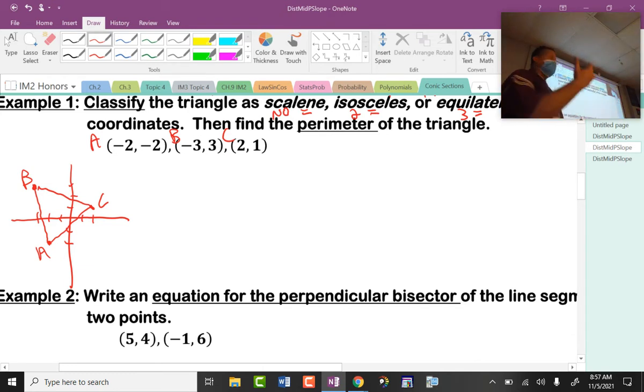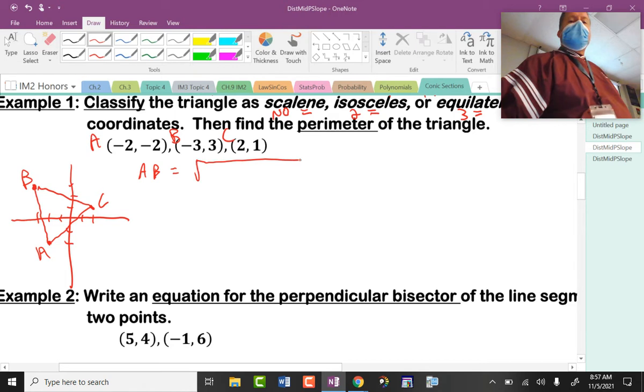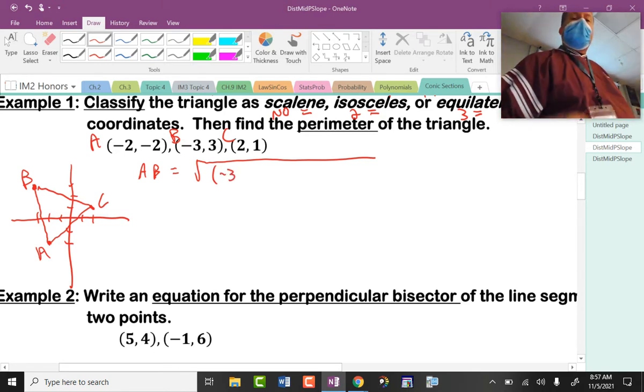Okay, so if I need to know if they're scalene, isosceles, or equilateral, I need to know the distances. So these are three different distance formula questions. First one I'm going to do is AB. AB equals the square root of. So AB, it doesn't matter which way you go. I just have the thing where I go backwards. I do x2 minus x1, just because other formulas do that.